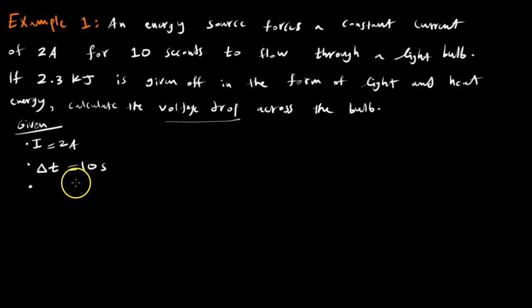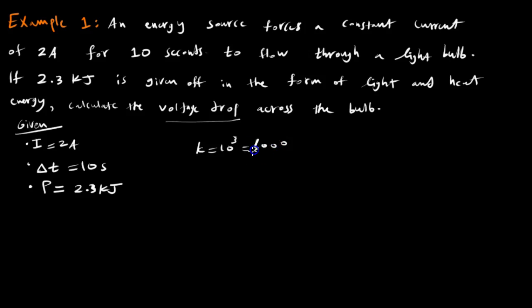And what else do we know? We know that it's going to a light bulb, and there's a power dissipation because it's saying that power is given off in the form of light and heat. That would just be a positive power, because you have some positive current and positive voltage, and I'll go into the details of that in a minute. That is 2.3 kilojoules. Kilo, hopefully you know by now, is just 10 to the 3 or 1,000.